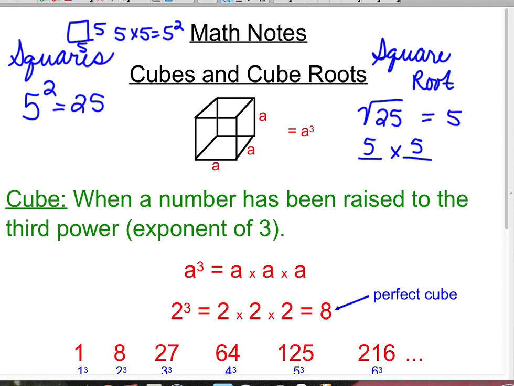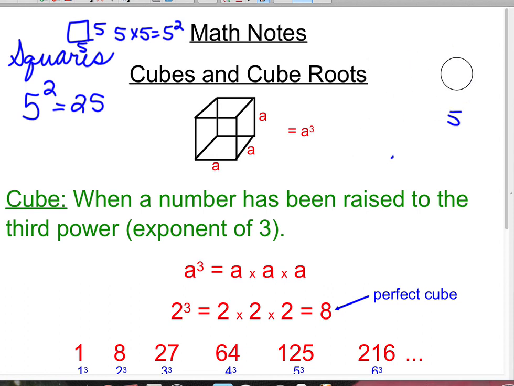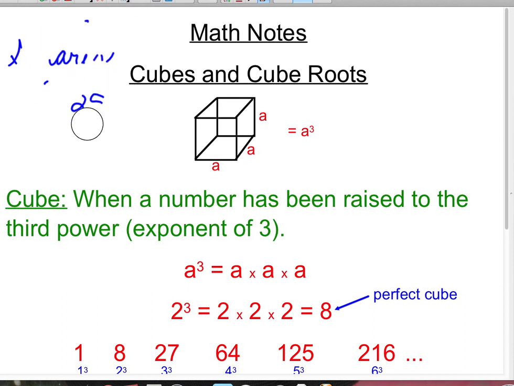Now that's a very, very quick review of squaring a number and taking the square root of a number. I wanted to review that because finding the cube of a number and taking the cube root of a number is a very similar process to squaring and square rooting. So you can see here on this sheet that I have created a cube, right? Like a box, a Rubik's Cube.